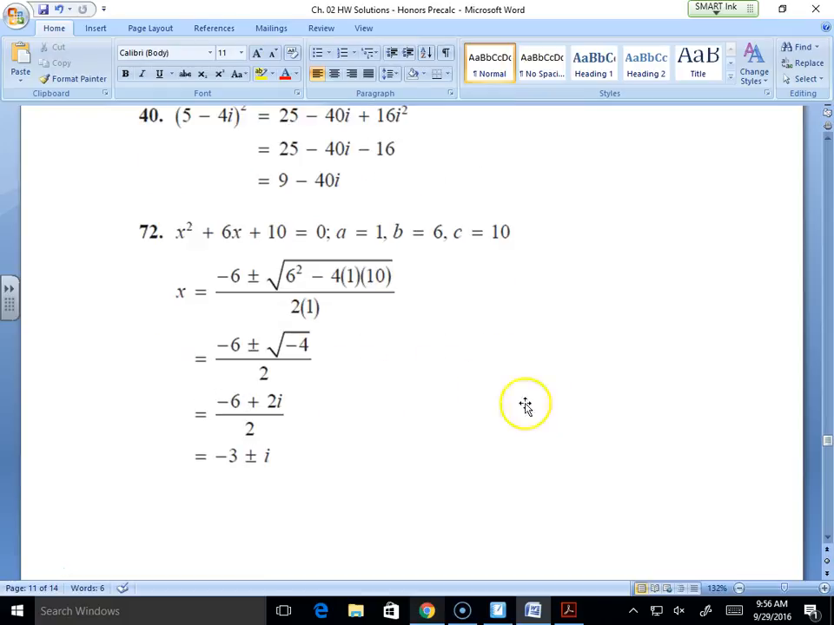Number 72. Ooh, rough. Is it only a plus? Plus or minus, that's a typo. Because see, final answer has plus or minus. Somehow it just disappeared. It should be plus or minus right there. How come 2i? Because we reduce. Square root of 4 is 2. Square root of -1 is i. Pull out the 2 from everybody.